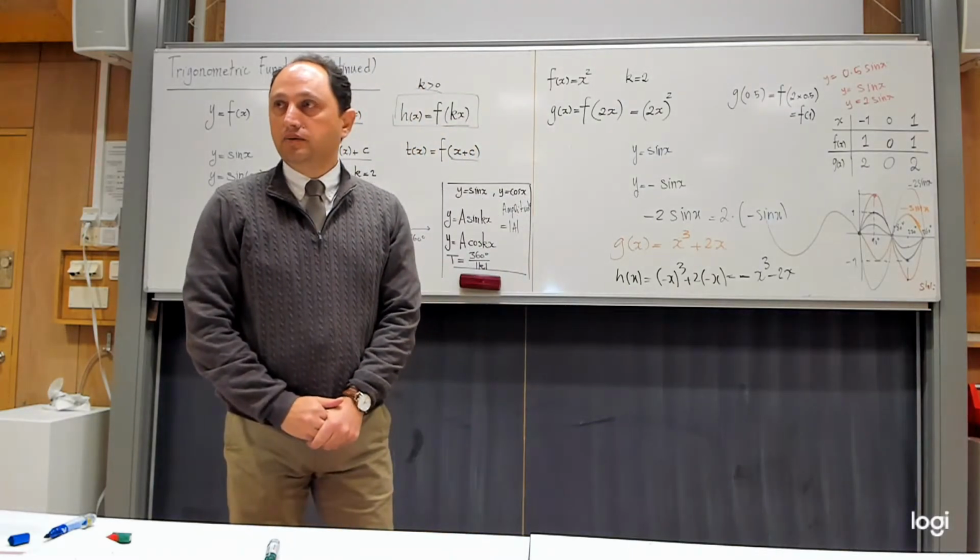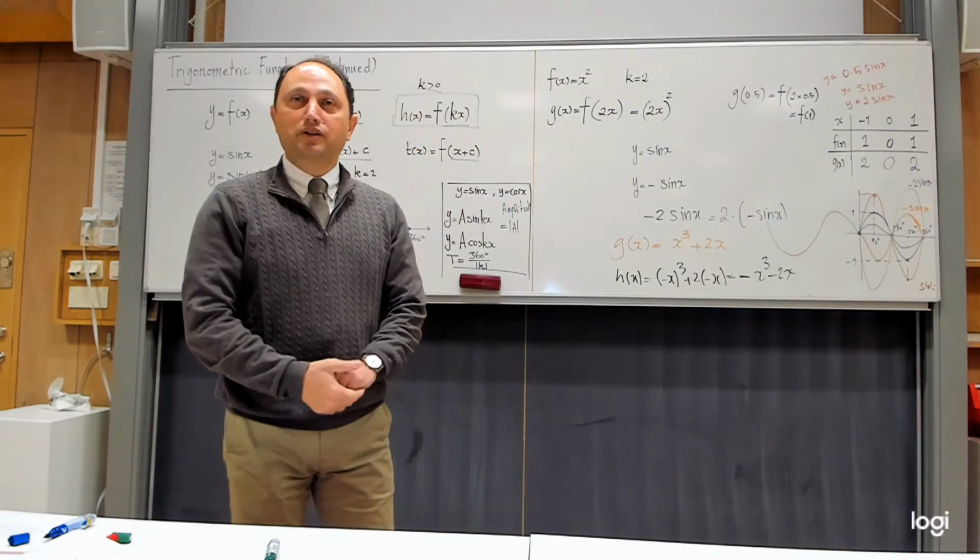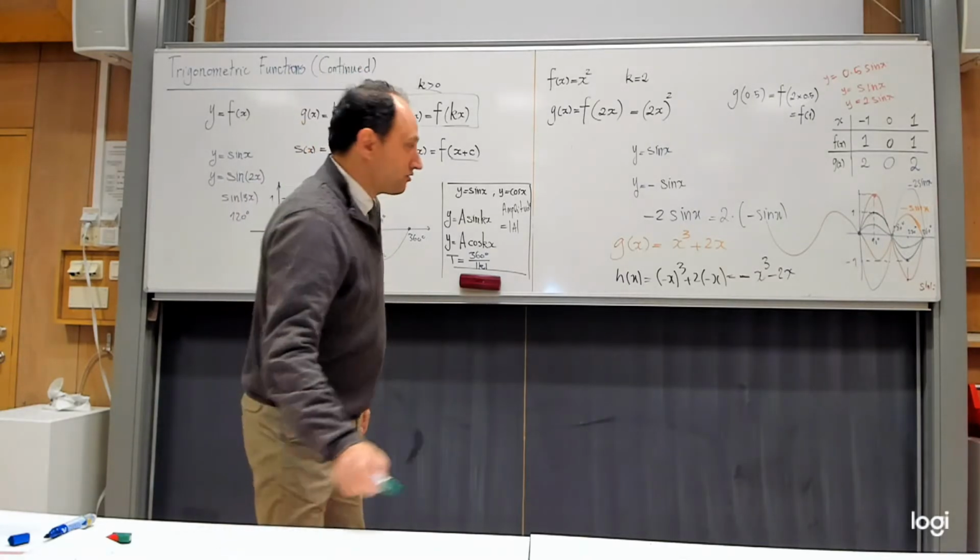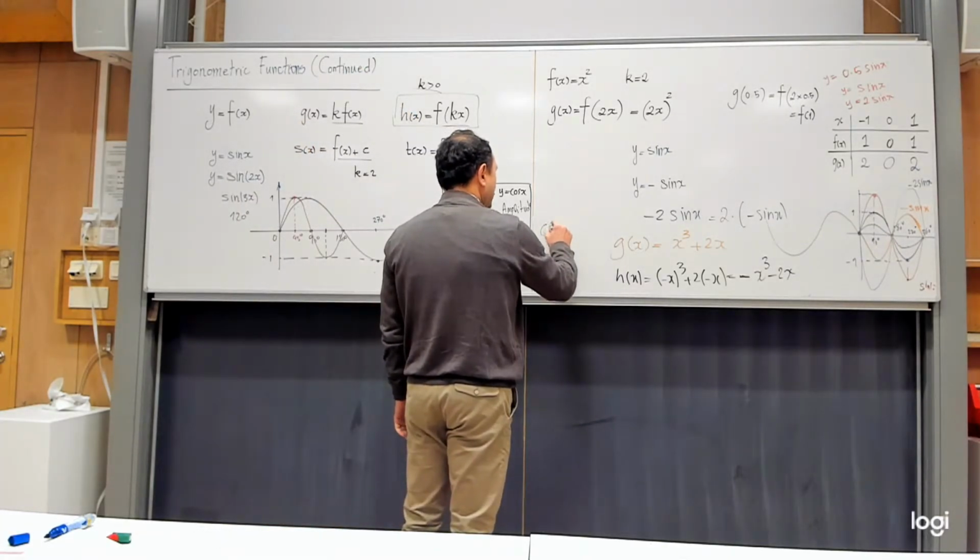Is that understandable? Okay, let me ask you one thing. What would be the graph of cosine minus x?